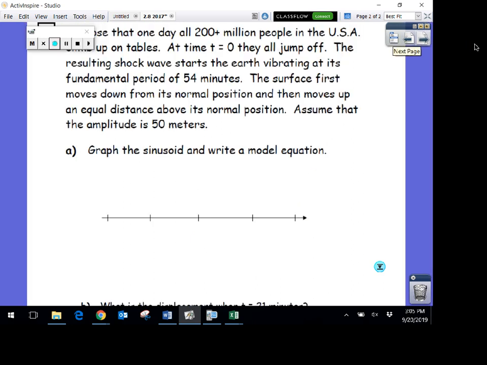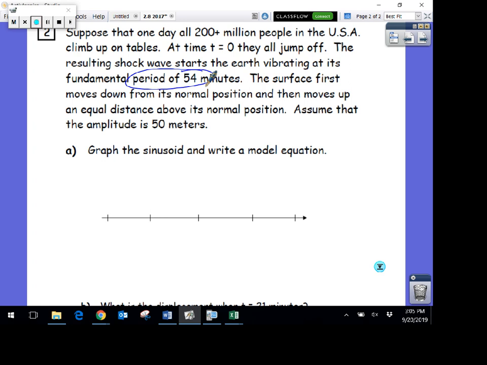All right, so this next one, a little unrealistic, so just got to go with it. We have 200 million people step up on a table. Everybody in the U.S. steps on a table at the same time, and then we all jump off, which creates this shock wave. It tells us what the period is, which is nice. We want to find that.